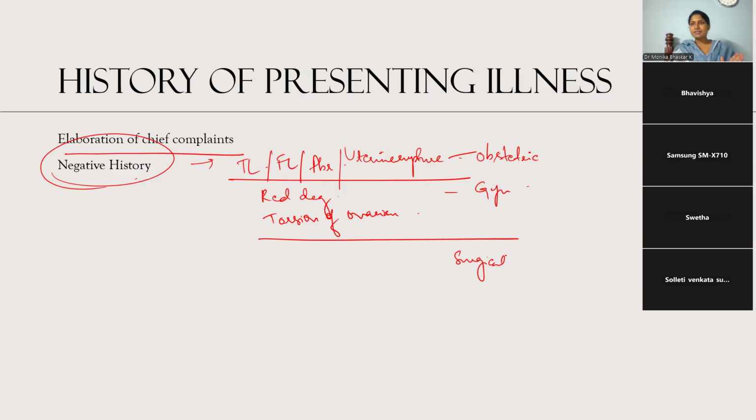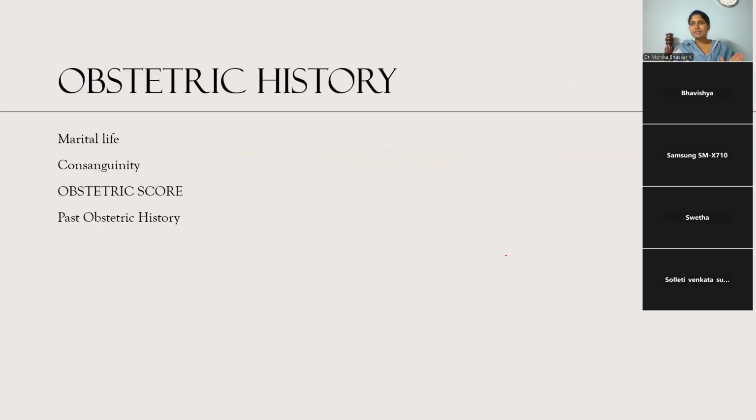And according to the chief complaints, which are written in chronological order, we have to elaborate the chief complaints with respect to history of presenting illness, and along with that, the relevant negative history has to be highlighted, so that we can go into a probable differential diagnosis and arrive at a provisional diagnosis. So that is about history of presenting illness.